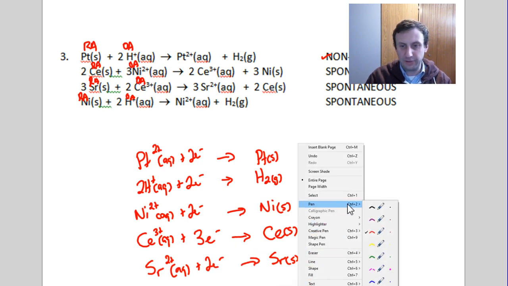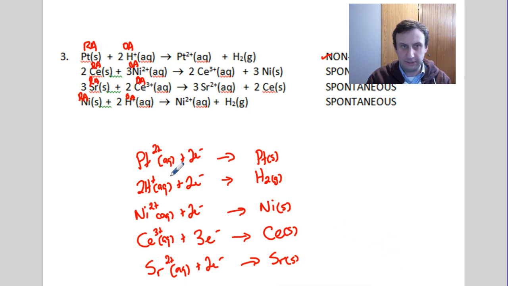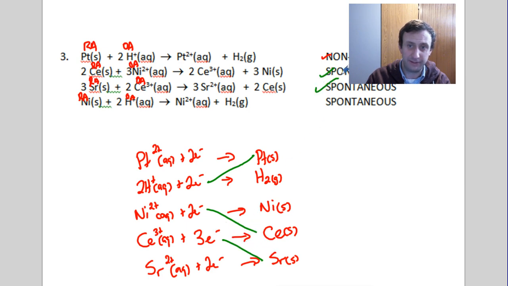Let's go into our double check mode. We're going to use green. So I have Pt and hydrogen, that is uphill, non-spontaneous, check, that's great. Cerium, nickel 2+, that's downhill, spontaneous, check. I have strontium and Ce3+. Hey, that's downhill, right? So that is happening, spontaneous, good. I have nickel and hydrogen ion, downhill, so that is spontaneous. You'll notice that I have spontaneous, spontaneous, spontaneous for my downhills, and I have non-spontaneous for my uphill. So it all checks out.